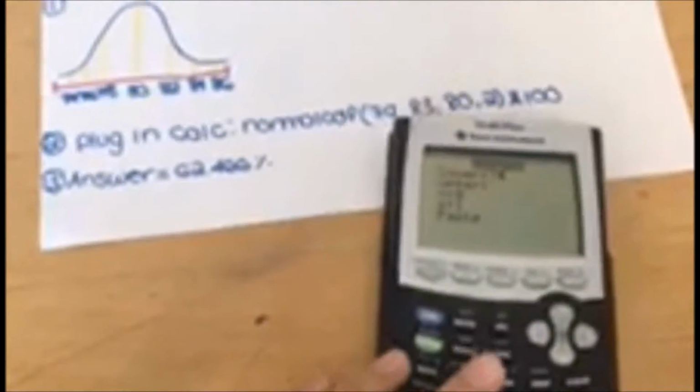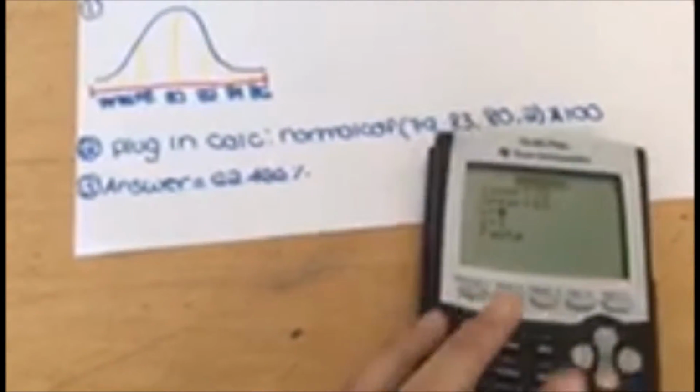So first you would draw a bell curve, and then you go to lower, which is 79, because it's the lower value. Upper is 83. The mean is 80, and the standard deviation is 2. Then you get your answer, and to get a percent, you would multiply by 100, and your answer is 62.466%.